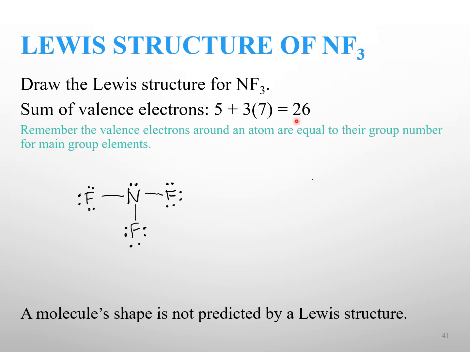Electron counts match. We start with single bonds. We fill in octets. If it works out, but the number is the same, that's good. But remember, we're just drawing the Lewis dot structure. We don't know the actual geometry yet. We'll talk about geometry in a little bit.